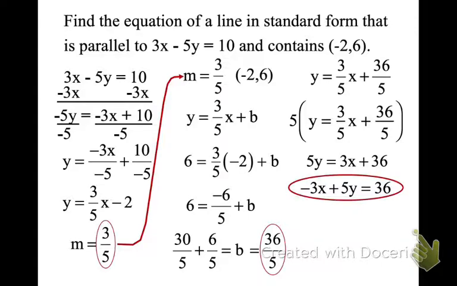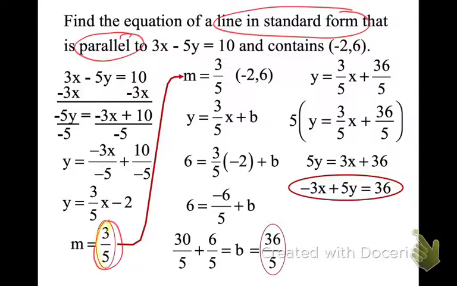So it really takes a lot of reading. How do they want it? They want it in standard form. What do they want? They want it parallel. That means if they want it parallel, we have to use the same slope. The slope for this line right here is 3/5, so I'm going to use it for this line as well. Okay? Okay, pause that if you want to take more notes.